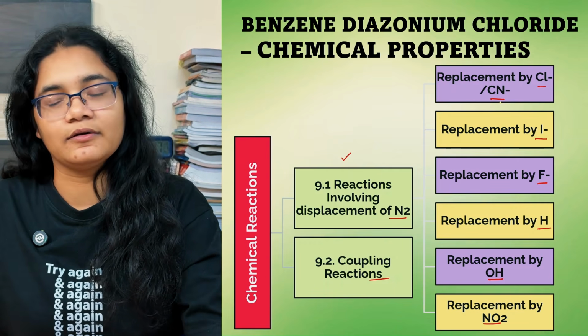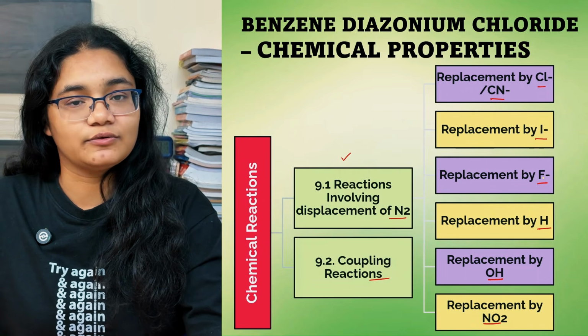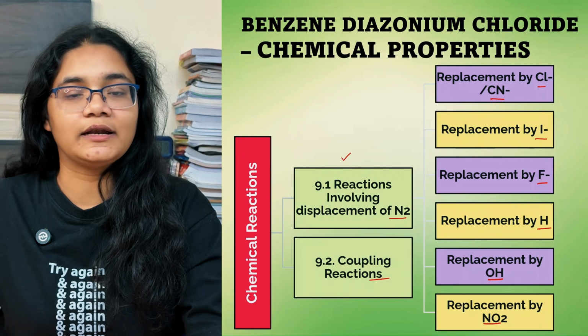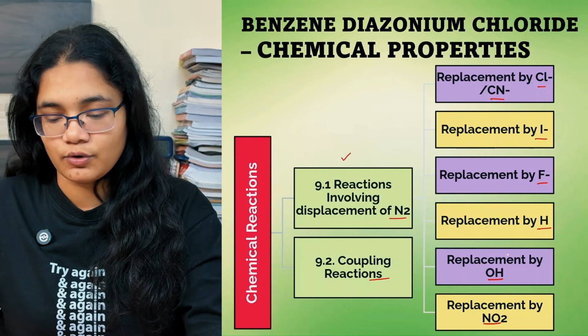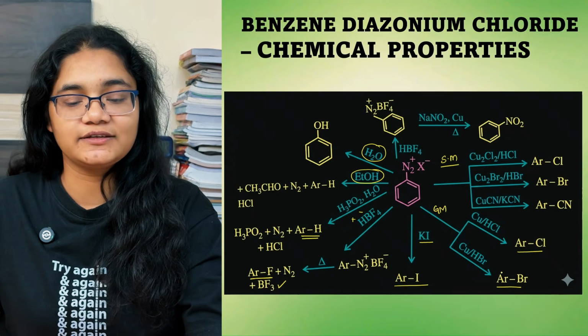So what are the reagents we can use? For Cl or CN minus, you have Gattermann reaction and Sandmeyer reaction. For I minus, you have KI. For F minus, you have HBF4. For H, you can treat it with H3PO2 or ethyl alcohol. For OH minus, or replacement by OH, you can simply use water here.